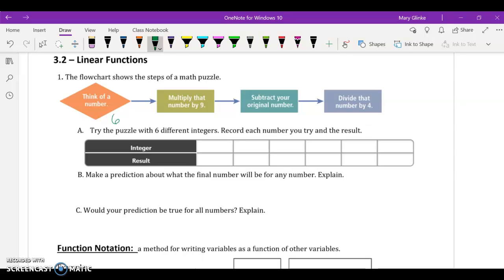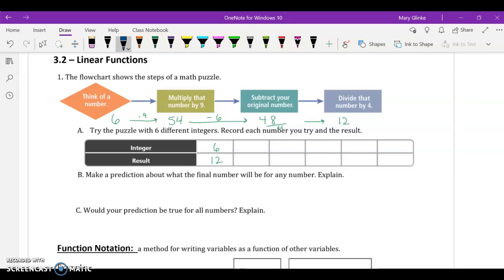I'm going to take my number and I'm going to multiply it by 9. So when I do that, I get 54. Then what I'm going to do is subtract my original number to get 48 and divide that number by 4 and I get 12. So I plugged in 6 and I got out 12.